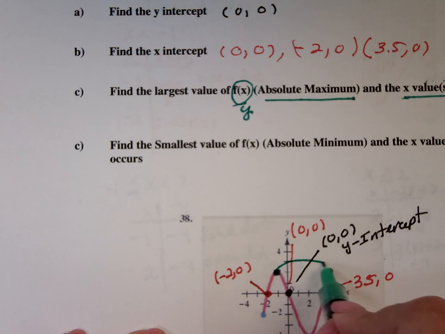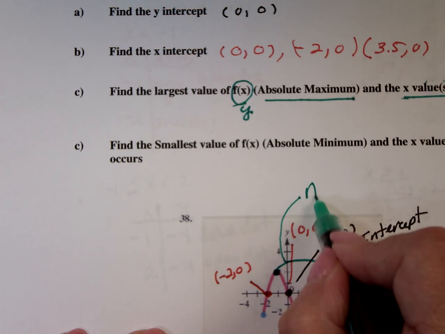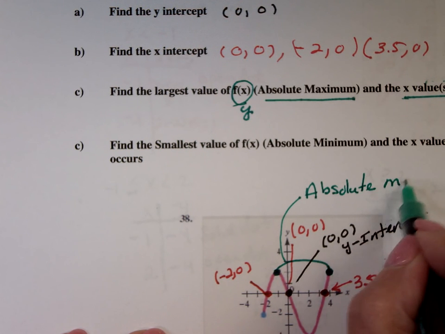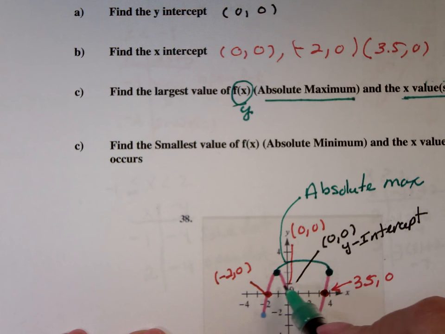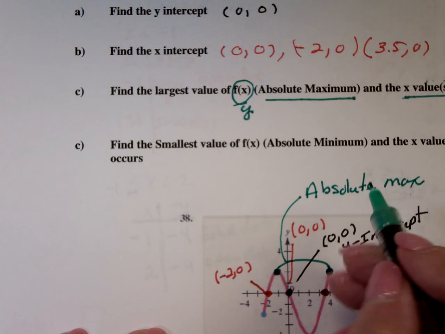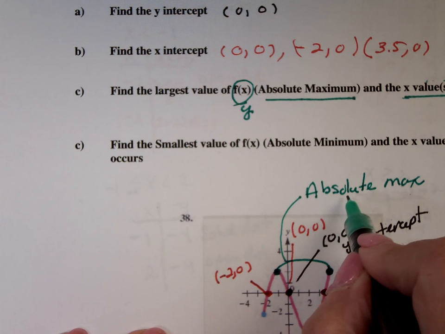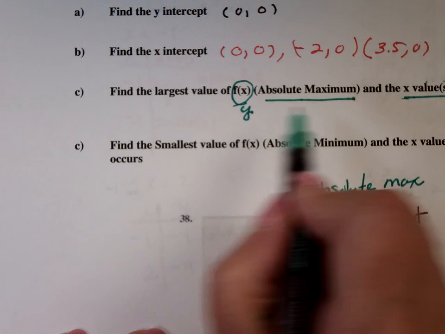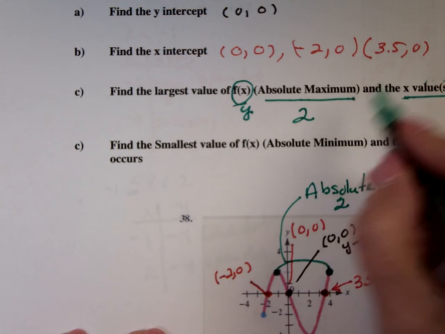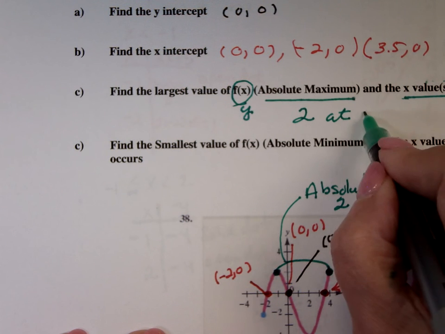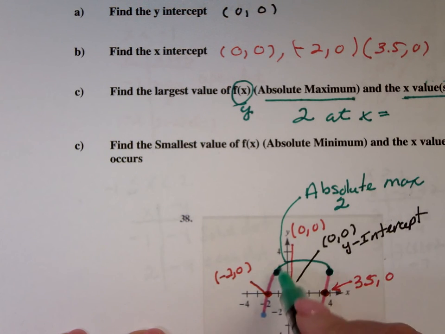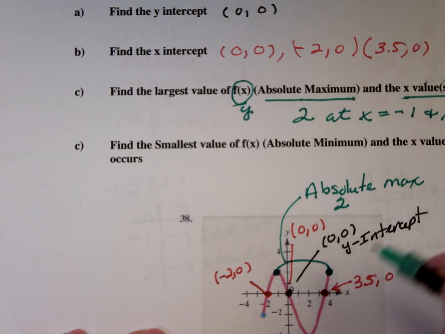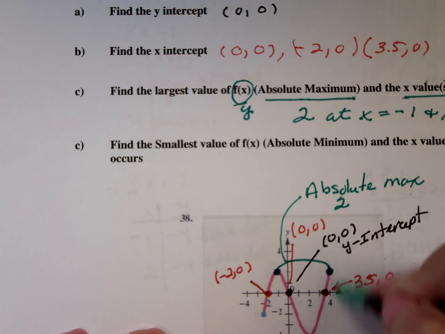So as I look at this, that's your absolute max. And it looks like that y value is what number? 2. So it has an absolute max of 2 at 2 x values. x equals looks like negative 1, and x equals, looks like what, 4?